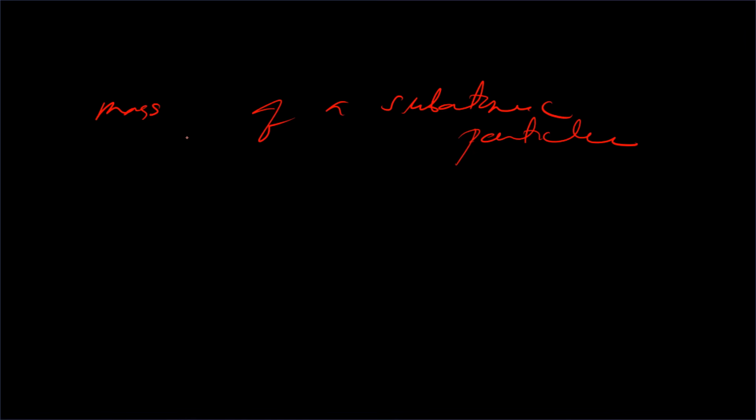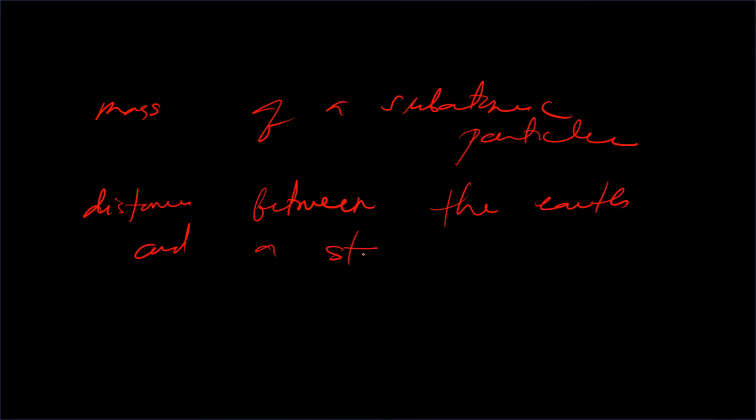So a lot of times in physics, you will be dealing with extremely large or extremely small numbers. For example, the mass of a subatomic particle. So this is extremely small numbers. And another example would be a distance between the Earth and a star, for example, from another galaxy, from a distant galaxy.